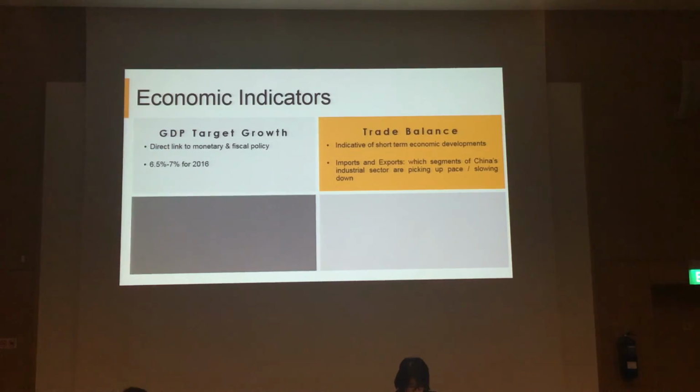Next is the trade balance. It's typically considered a leading indicator of growth, as a huge chunk of China's economy is comprised of international trade. It provides insight regarding short-term economic developments, and the sub-components of this indicator, imports and exports, will show which segments of China's industrial sector are picking up pace and vice versa. For China, it has mainly been a trade surplus, but just bear in mind that in reality, the trade surplus is not indicative of the value of yuan, because there are other factors.